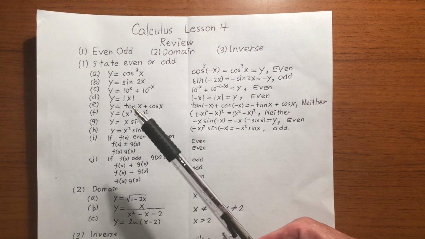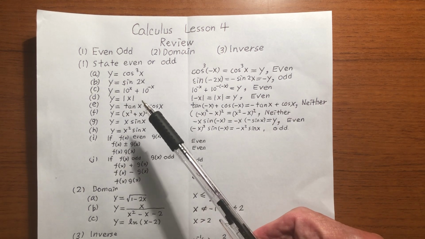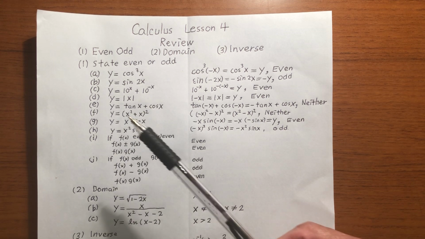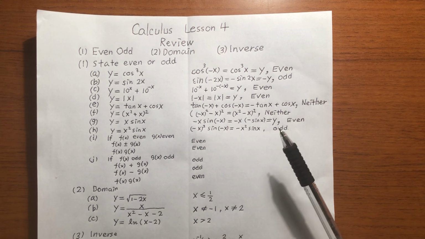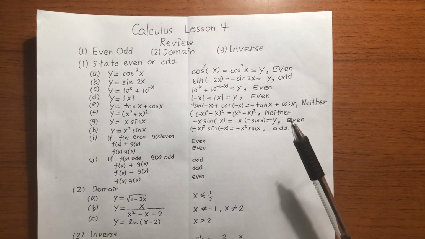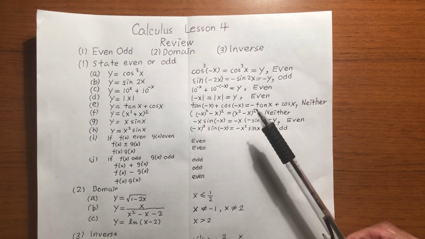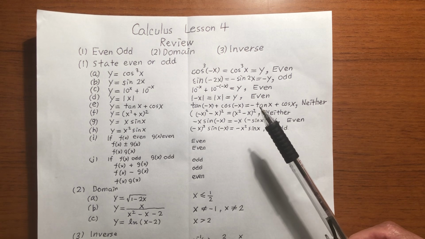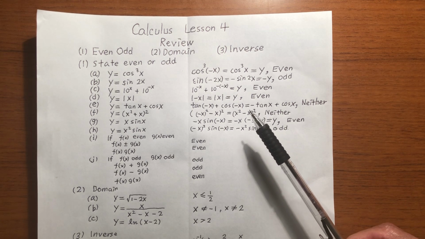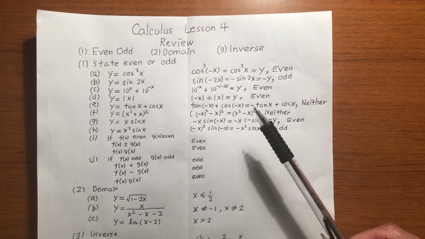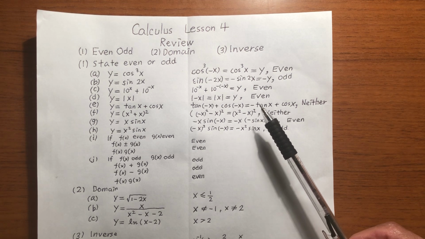The third one is an exponential function. Replace x by negative x. It doesn't change, so it's even. Part D, it's an absolute value function, and replace x by negative x. The function doesn't change, it's even.